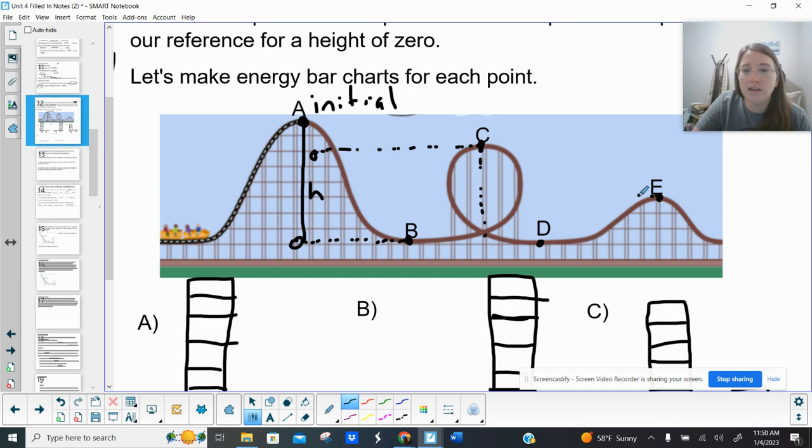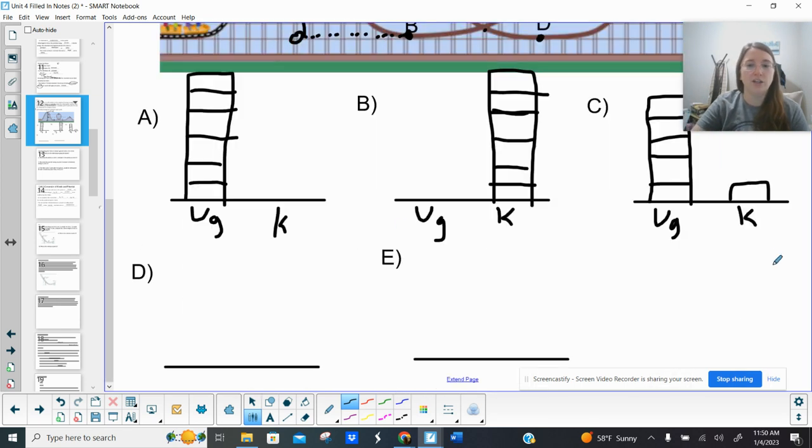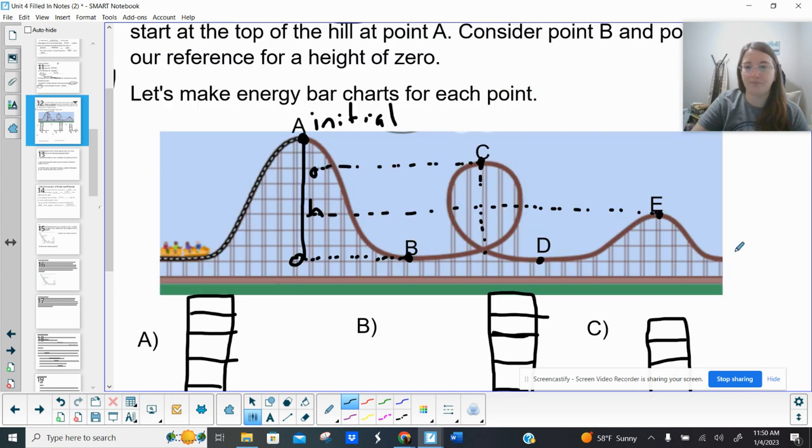Now again, E, you'll notice, is not as high as C, it's not as high as A. You can go ahead and decide however much energy you want to give E. Your answer for kinetic needs to fall in line with that. So go ahead and do the bar charts for D and E.